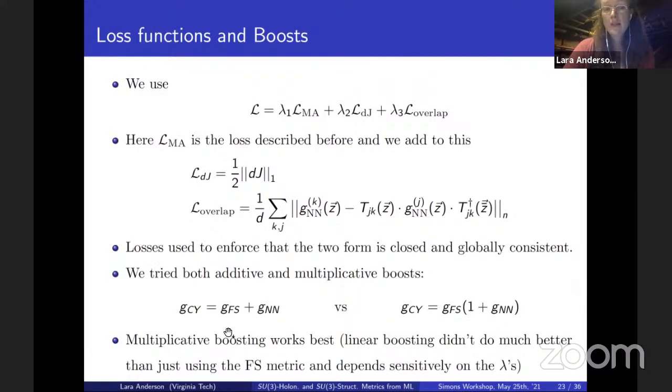And to me, at least, there was no in principle reason why one or the other of these should be better. Experimentally, though, we found that multiplicative boosting worked best. Linear boosting didn't do much better than just using the Fubini-Study metric, and it depended sensitively on the weighting of these different losses.